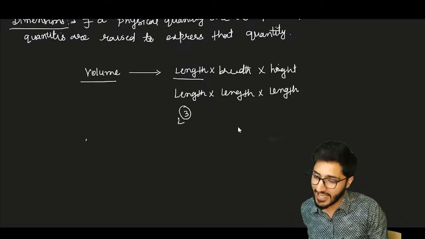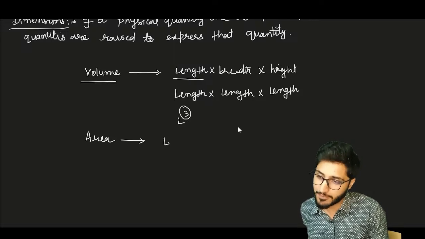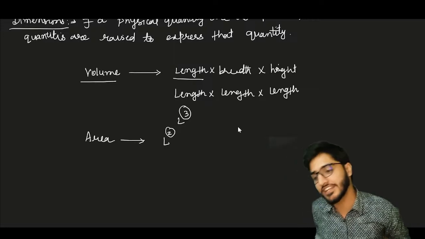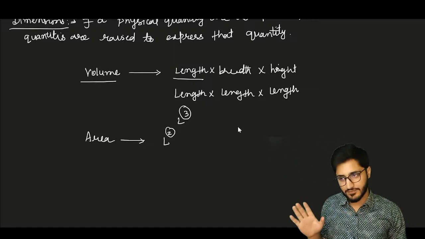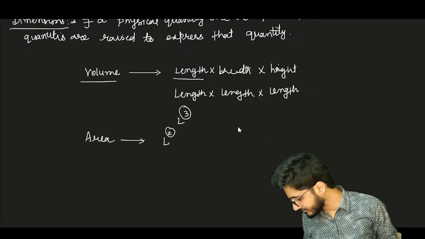Same with area. To describe the area, we need length 2 times. So 2 is the dimension of length to describe the area. Clear? Easy, no?